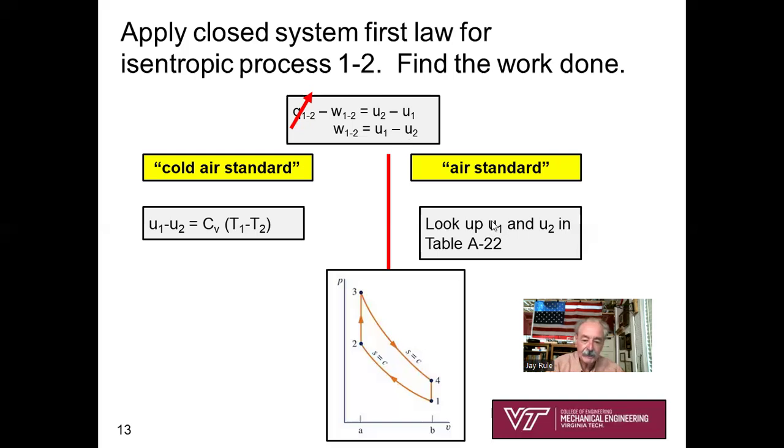I hope that I've convinced you that you can solve using A22 for both T2 and U2. So I've just determined the work out from 1 to 2, and it's going to be a negative number. If I had cold air standard, do you see that you would evaluate U1 minus U2 as C sub V, which would be a constant number, times T1 minus T2, both of which you know now.